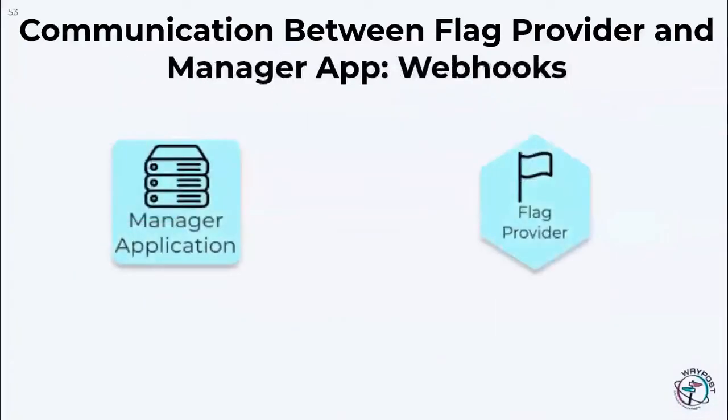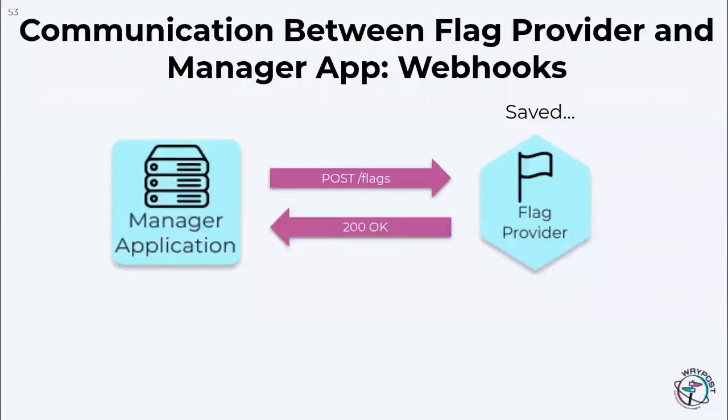A webhook is an HTTP request that gets sent in response to an event. Here's how it works within the context of Waypost. When an update is made to the flag data, an HTTP request whose body contains the flag data gets sent to the flag provider. An endpoint on the flag provider receives the request and saves the flag data to memory. The flag provider sends back a 200 OK response to the flag manager.